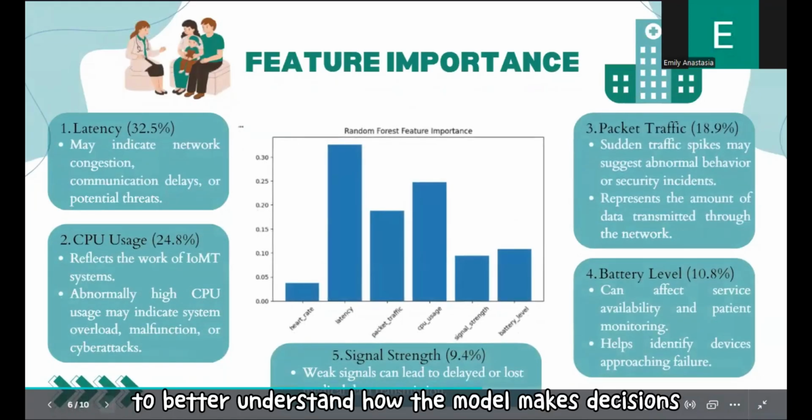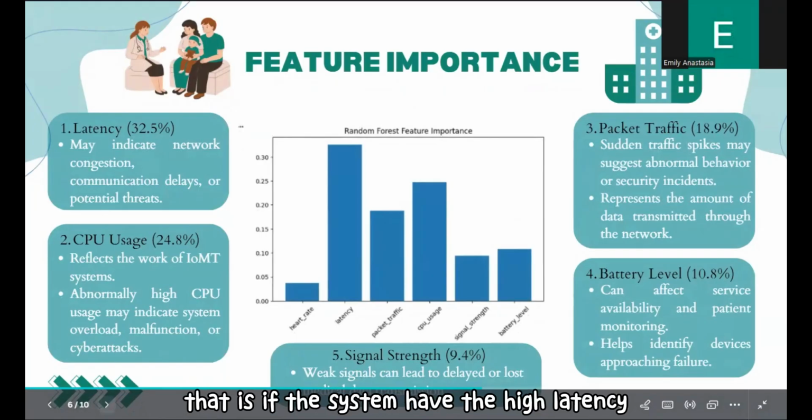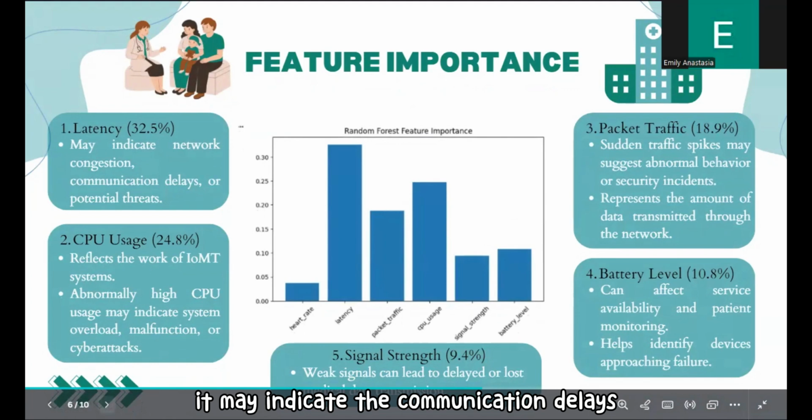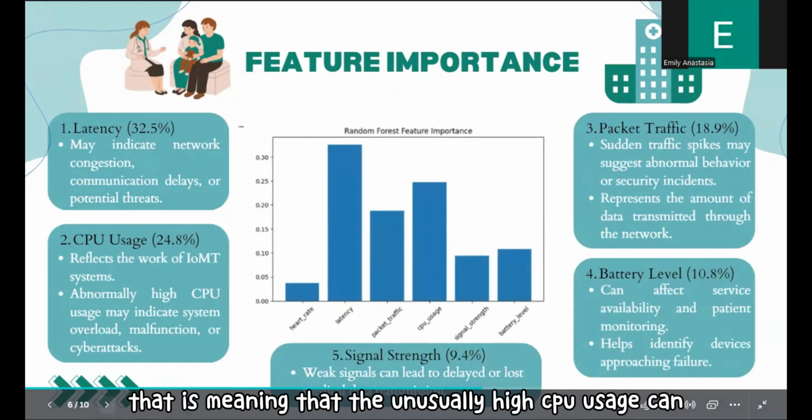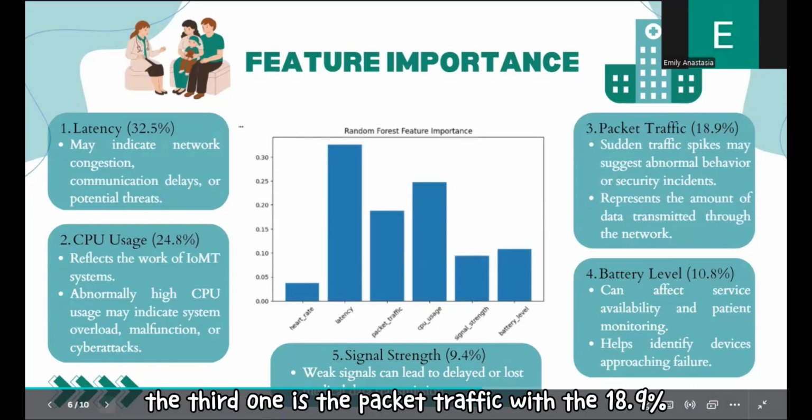To better understand how the model makes decisions, some feature importance analyses were performed. The first one is that the most influential feature was latency. If the system has high latency, it may indicate communication delays, network congestion, or potential attacks. The second one is CPU usage, meaning that unusually high CPU usage can signal system overloads, device malfunctions, or malicious activity. The third one is packet traffic, at 18.9%.